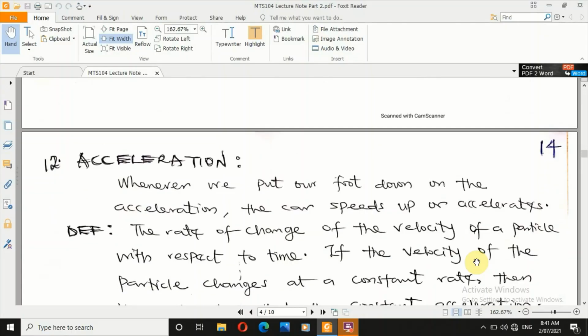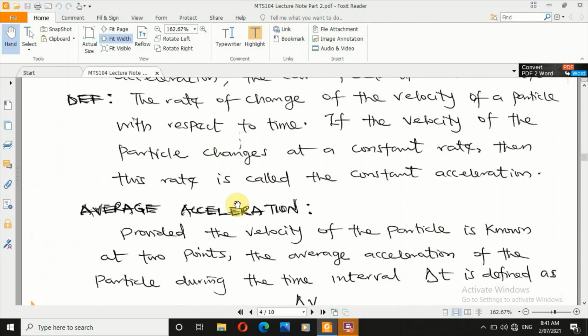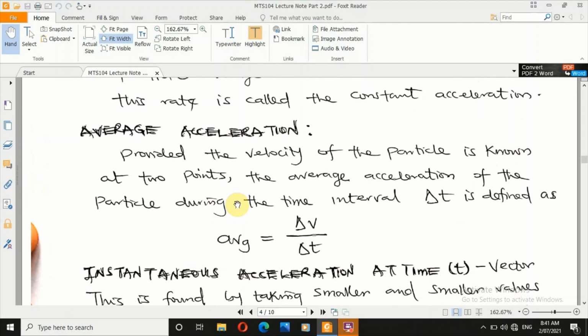So let's go to the fourth page, which is page 14 of the lecture note, acceleration. Whenever we put our foot down on the accelerator, the car speeds up or accelerates. Definition: the rate of change of the velocity of a particle with respect to time. If the velocity of the particle changes at a constant rate, then this rate is called the constant acceleration.